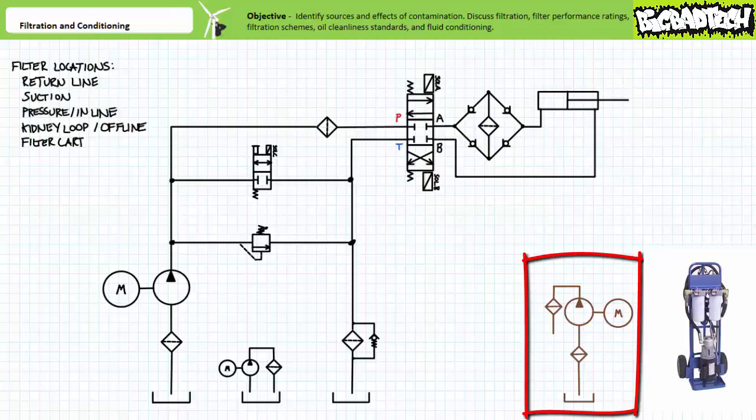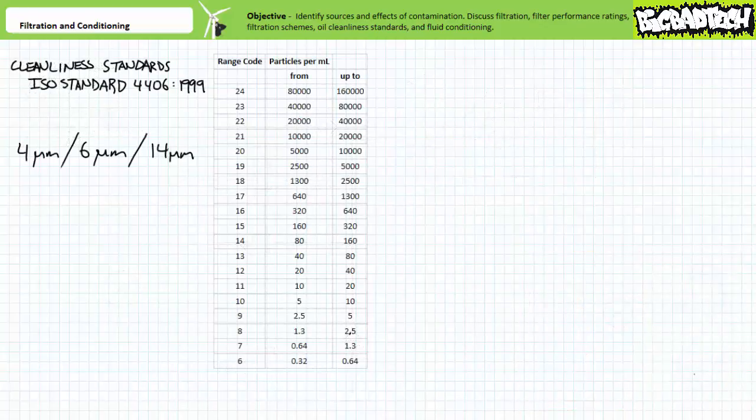A filter cart is essentially a portable pump and a filter or filters. A filter cart can be used to fill a new system, empty an old system, change old fluid, or filter existing fluid. Moving on, oil employed in a hydraulic system has formal cleanliness standards established by the International Standards Organization.